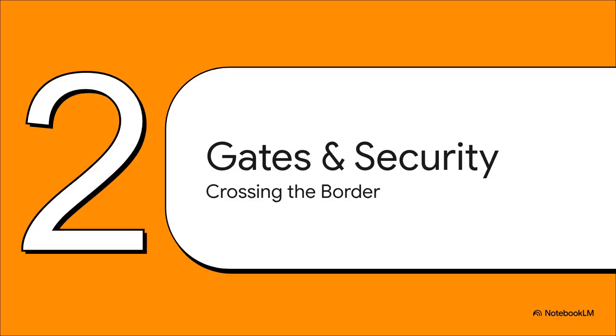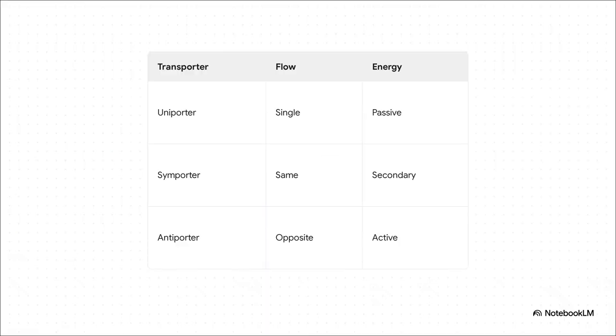Moving on to our next neighborhood, Section 2, Gates and Security. We know the wall is secure, but how do essential supplies actually cross the border? And how does the city's alarm system function? These specific gates, the transporter proteins, are categorized entirely by how they move cargo. A uniporter is simple. It just allows a single type of molecule to passively diffuse down its concentration gradient. No energy needed. But when we need to do work, we use coupled transport.